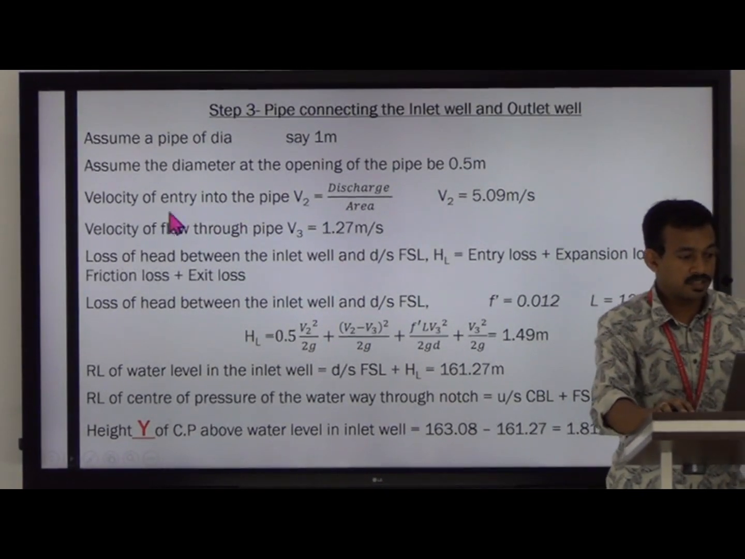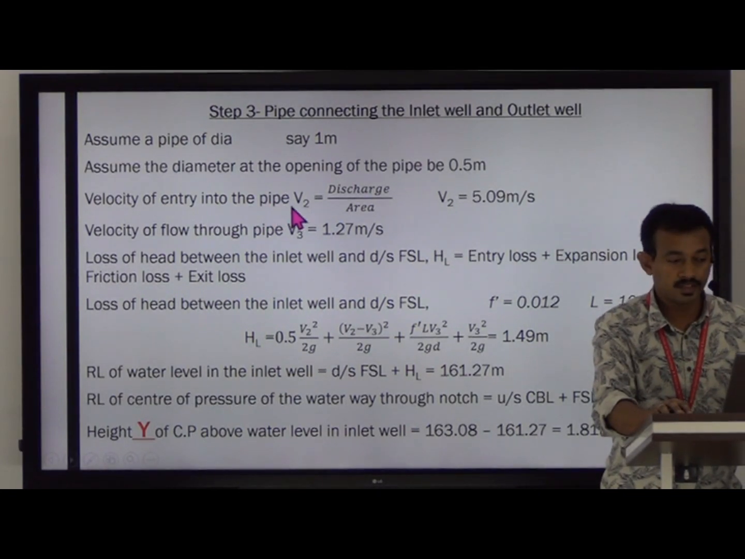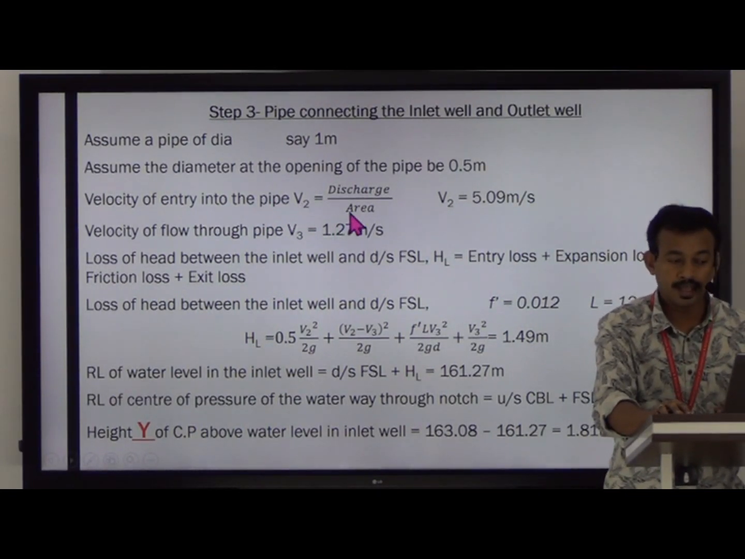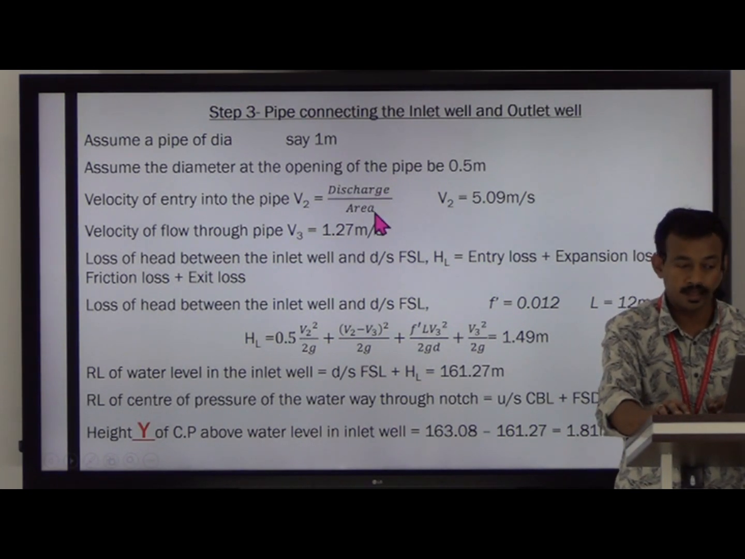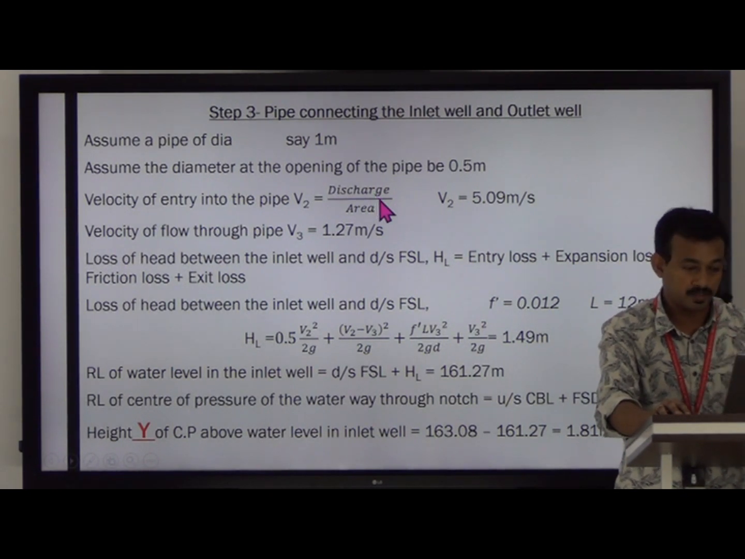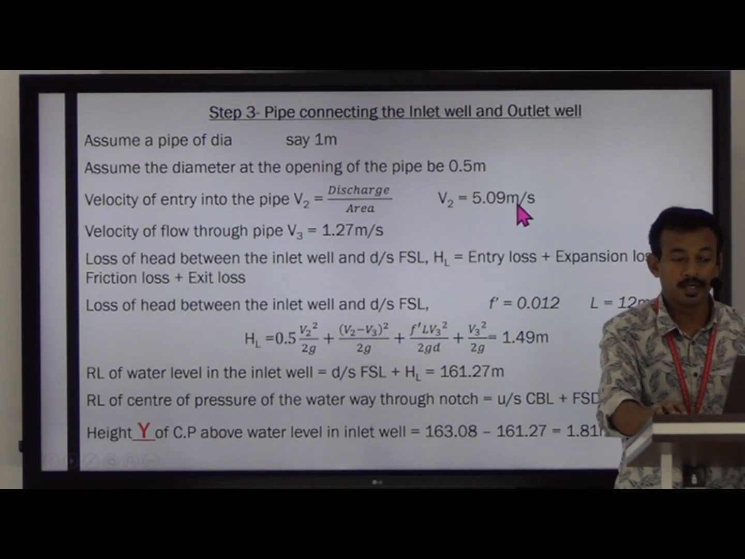Again the next calculation, the velocity of entry into the pipe, that is V2. You know that at the entrance the pipe is having only diameter 0.5 meter. So V2 equal to discharge divided by area, and this area will be equal to pi by 4 into 0.5 square, and discharge will be equal to 1 cumec. So you will get the velocity value V2 equal to 5.09 meter per second.